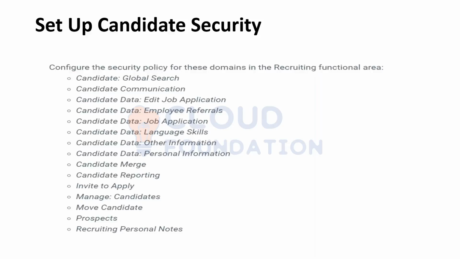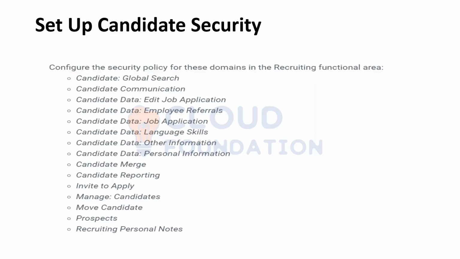Then the fourth one is candidate data employee reference, meaning who can refer the candidates. The access for that will be given in this domain. Then candidate data job application. It means who will be able to see the job application of the candidate. Let's suppose a manager wants to see it, then the manager security group should be included in this domain.